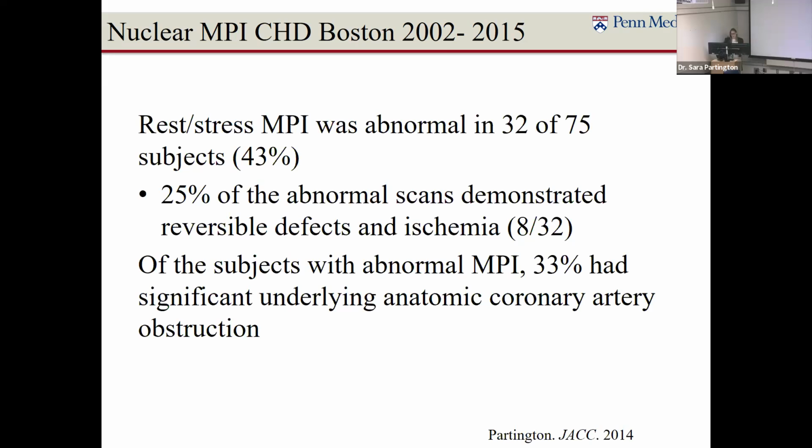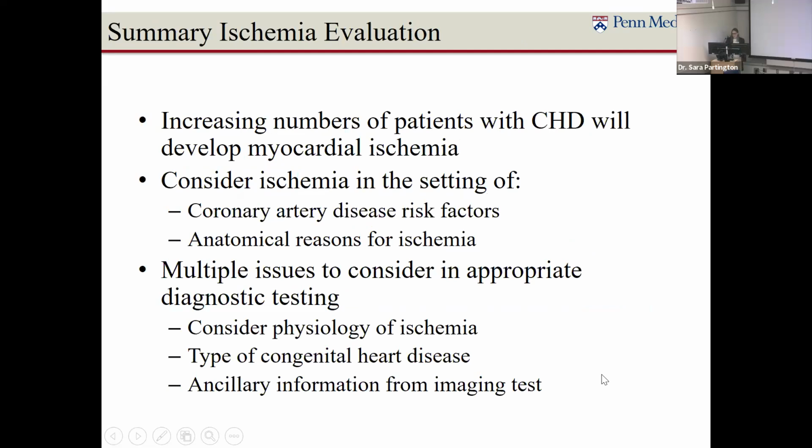But when we looked at their coronary angiograms, only 33% of patients with abnormal myocardial perfusion imaging had significant underlying coronary obstruction. So I think these tests in patients with congenital heart disease are not particularly specific, probably because of the difficulty interpreting a lot of prosthetic material. But it can certainly give you an indication whether you need to look further with angiography at the coronary arteries.